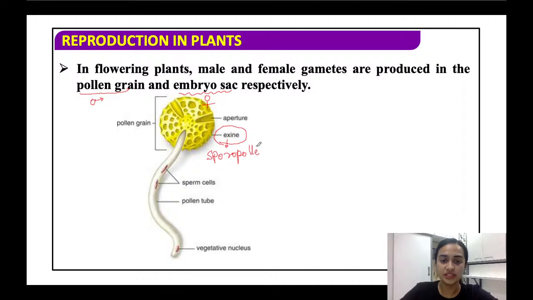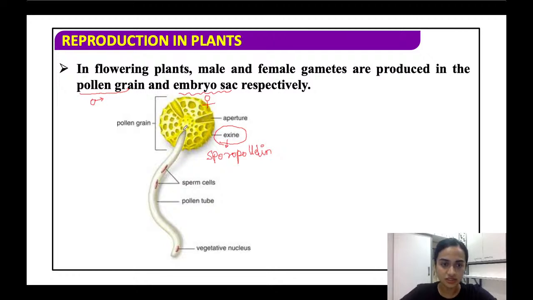This sporopollenin is one of the most resistant components, and it is resistant to heat, temperature, acids, and everything. This makes it like a support or a rigid outer covering for the pollen grain, which provides its resistance to almost everything, and it is also one of the most rigid components in nature. This forms the exine.